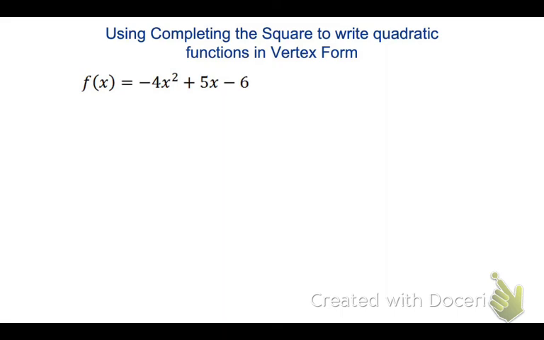So you have f of x equals negative 4x squared plus 5x minus 6. Kick out the 6. And you have to take out a 4, a negative 4 to be exact. So we get x squared, that's going to be nice. But when I divide positive 5 by negative 4, I get negative what? Five fourths x?